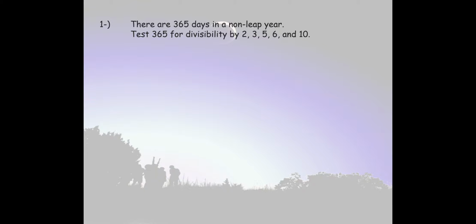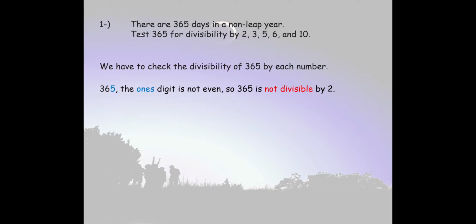Number 1. There are 365 days in a non-leap year. Test 365 for the divisibility by 2, 3, 5, 6, and 10. We have to check the divisibility of 365 by each number. 365. The ones digit is not even, so 365 is not divisible by 2. 3 plus 6 plus 5 equals 14, so 14 is not divisible by 3, so 365 is not divisible by 3.